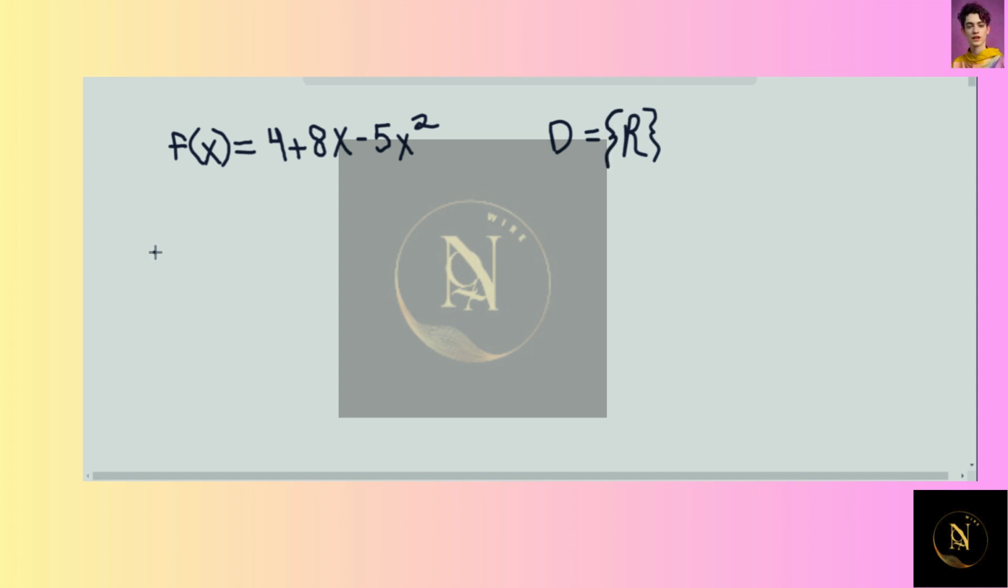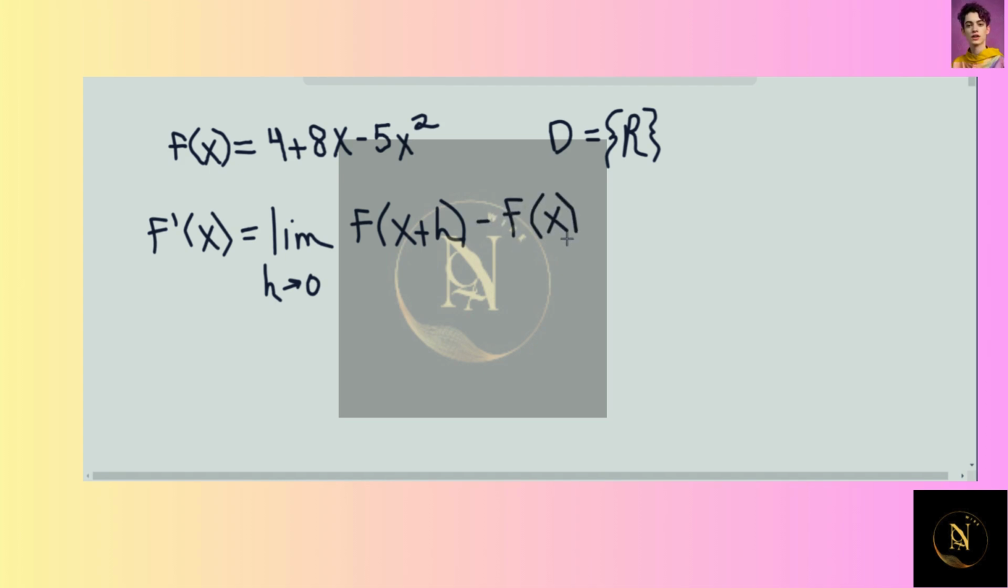Now we have to find the derivative of this function using the definition of the derivative. So f prime of x is going to be the limit as h approaches 0 of f evaluated at x plus h minus f evaluated at x, all divided by h.